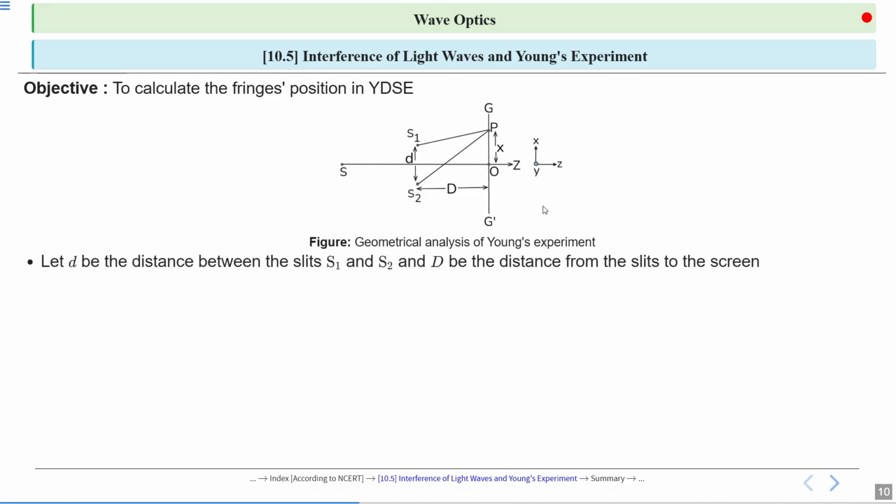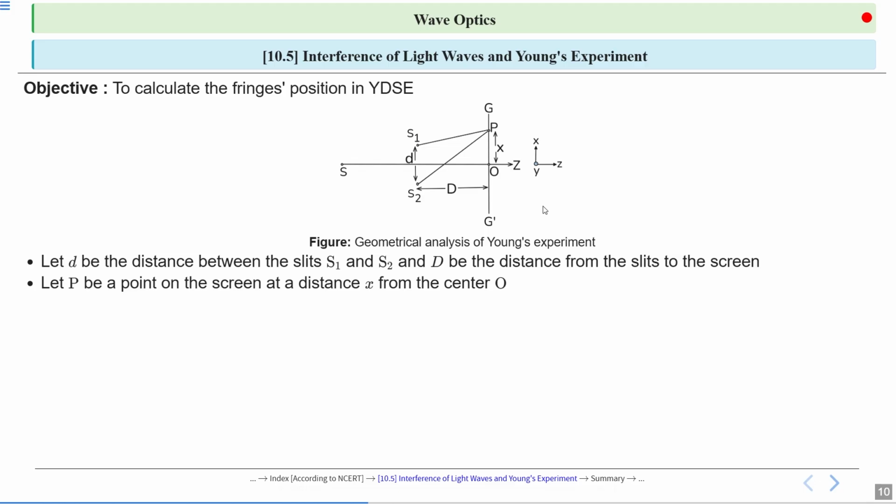So let's start by defining some key distances in our setup. We have two slits, S1 and S2, separated by a distance d, small d. The screen where we will observe the interference pattern is placed at a distance capital D from these slits. You can see in the diagram also. Now let's consider a point P on the screen. This point is located at a distance x from the center O. This distance x will help us determine the position of the fringes relative to the center of the pattern. You can see the center O.